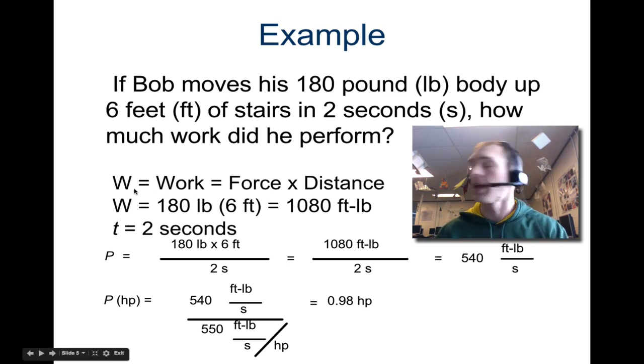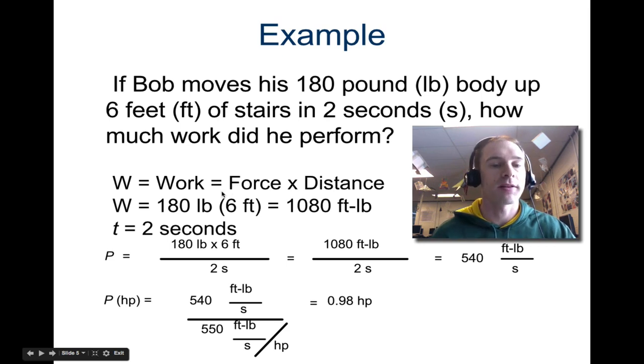So work, again, is force times distance, and your force is 180 pounds. Your distance is 6 feet. So when you multiply those together, you get 1,080 foot-pounds. Your time is 2 seconds. So this is the what you know part of P-Wiki. Should have a little picture here of Bob walking upstairs. And then what you know is you know the force, and you know the distance, and you know the time. So power is force times distance divided by time, 1080 divided by 2, which is 540 foot-pounds per second.